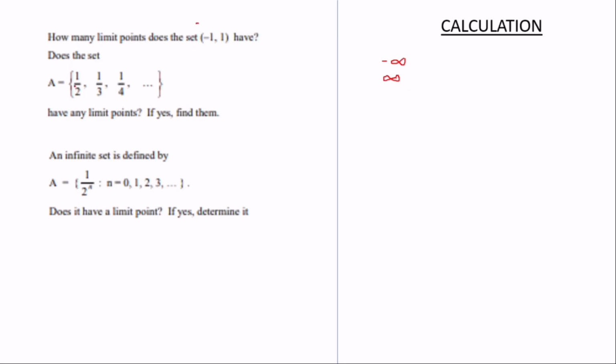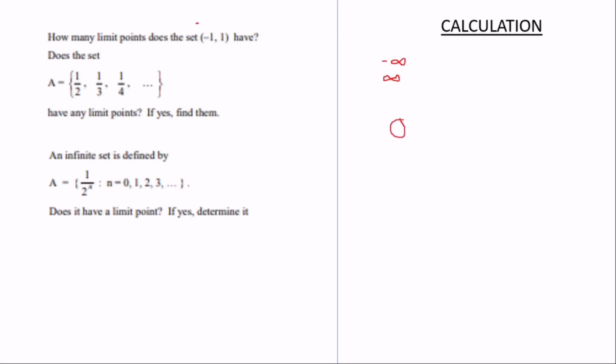Does the set 1/2, 1/3, 1/4 have any limit point? If yes, find them. Now this has a limit point. One may ask why. When you take your calculator, 1/2 is 0.5, and it moves toward a certain number. When you take 1/1000, it's moving to 0. Whenever you take 1/10,000, it's still moving to 0. Therefore, the limit point of this question is what?